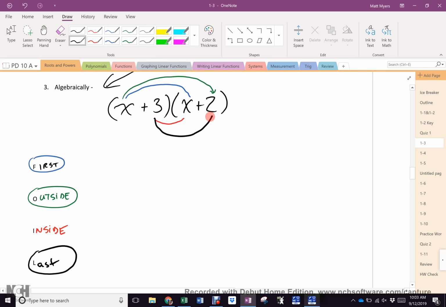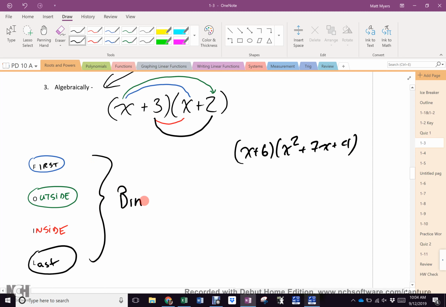Everybody loves FOIL. They love saying, ooh, first, outside, inside, last. Yay! Except, what if I had this? Where's the outsides? Where's the insides? Where's the last? Right? So, if you know the word FOIL, you love the word FOIL, great, use it, but it only works for binomial expansion.